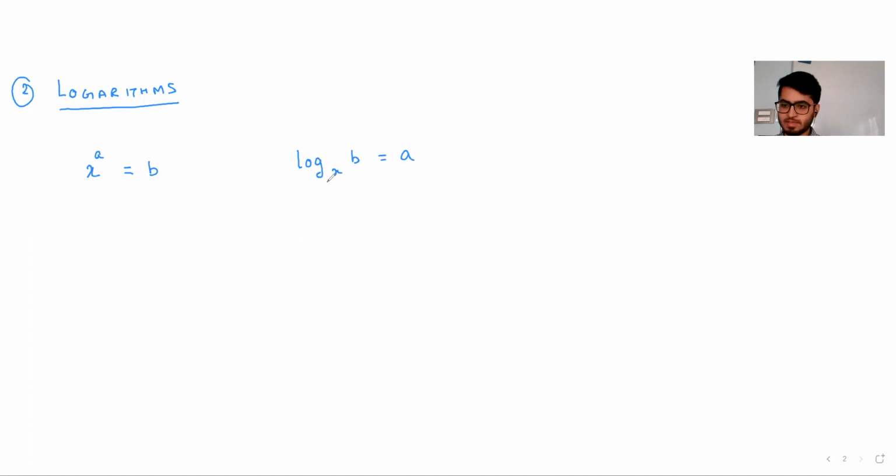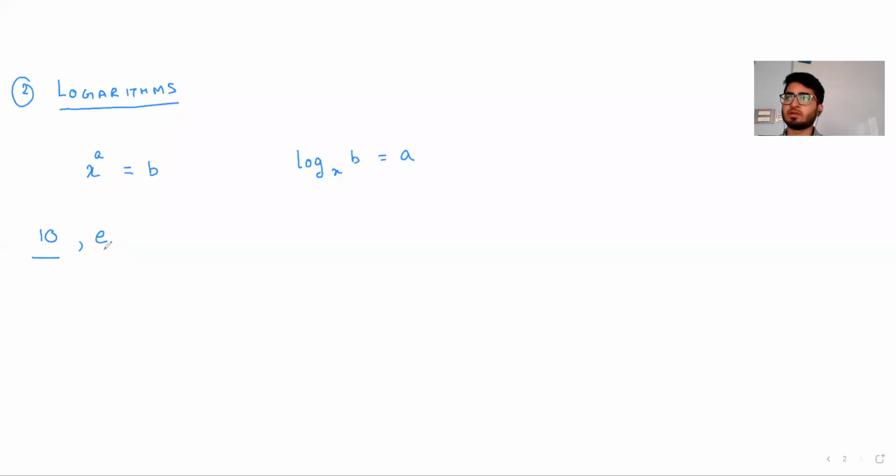Now there are different bases which we use. The two most commonly used bases are 10, which is the default, and another called e, the natural base. We will see how we define e and so on. In school, you would probably have got log tables, which were for base 10. Here, we would be mostly using e.